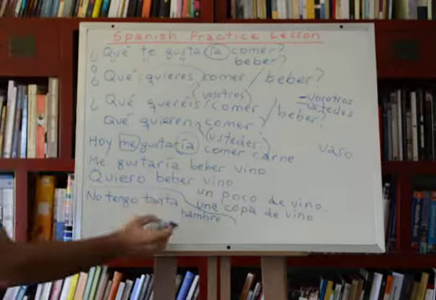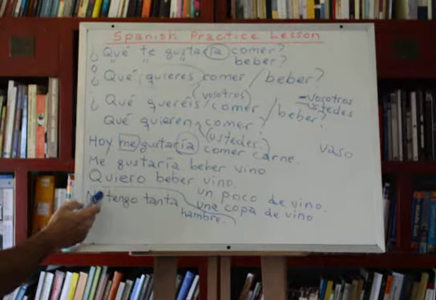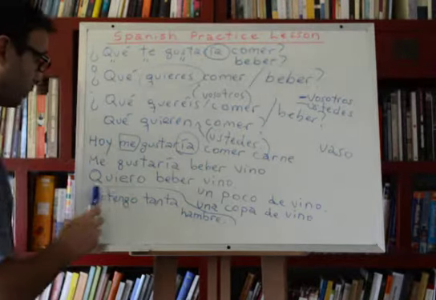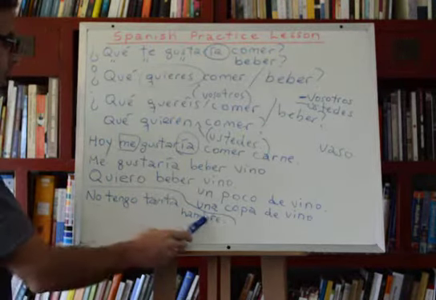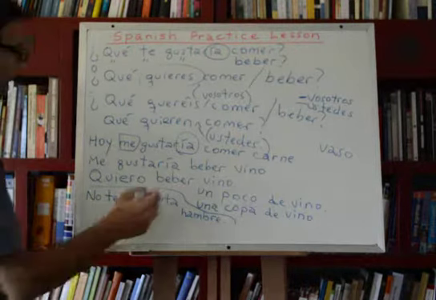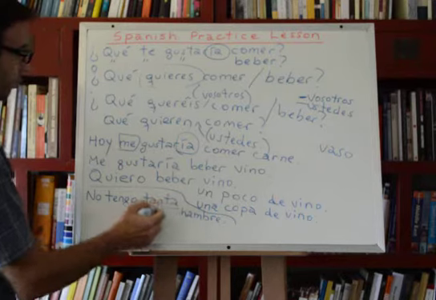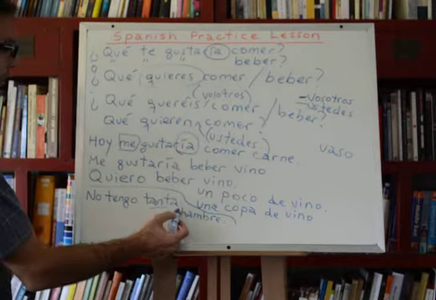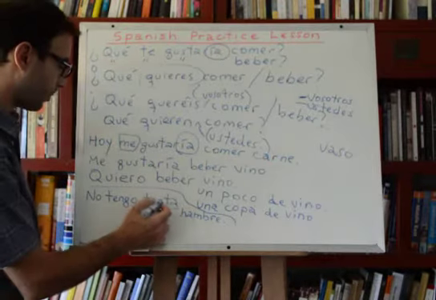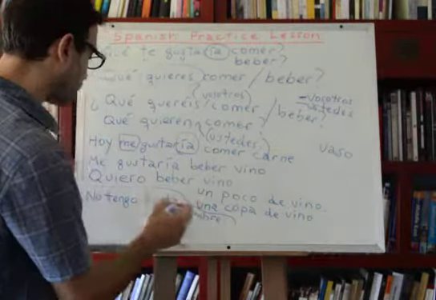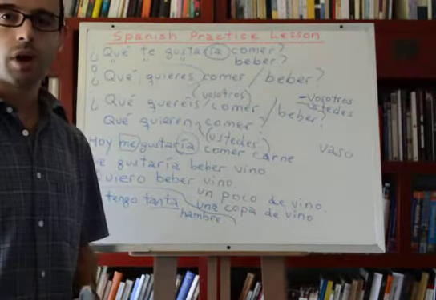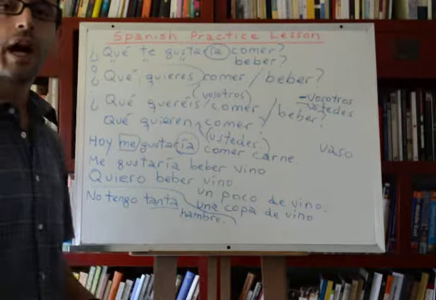No tengo tanta hambre. I do not have, tener is the verb to have. I do not have so much hunger, right? So much hunger. Tanta is feminine for so much. For masculine it would be tanto. Actually, sorry. I'll show you now. No tengo tanta hambre. I'm not so hungry. Now let's say I'm not so thirsty.